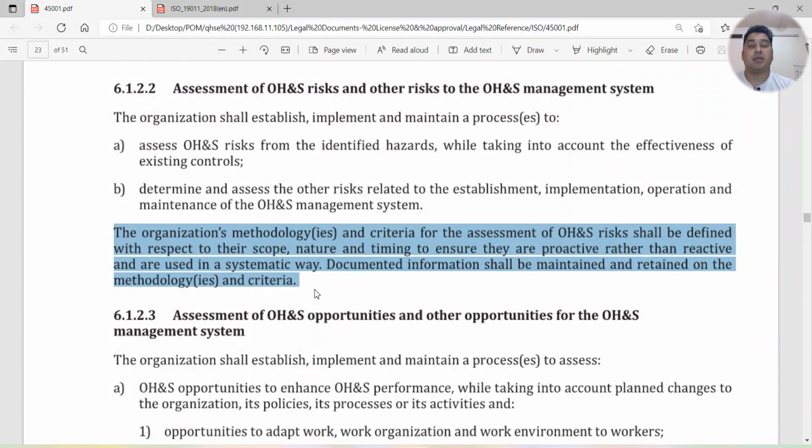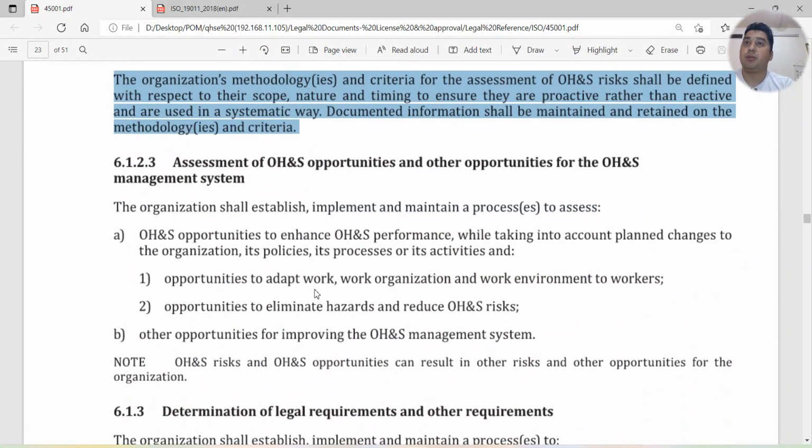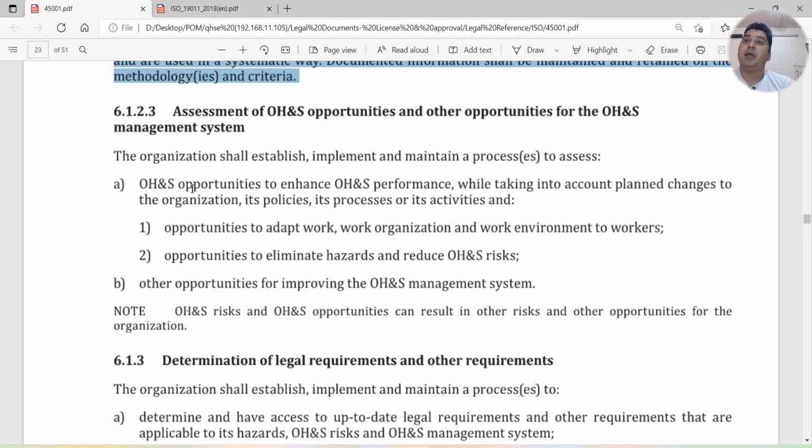So when you are making any risk assessment and you are identifying the risk, that risk assessment should be maintained as documented information. It means you should have documents and that should be maintained also. And you have to keep a record also. Okay. And it should be communicated also with the team members and the workers also.